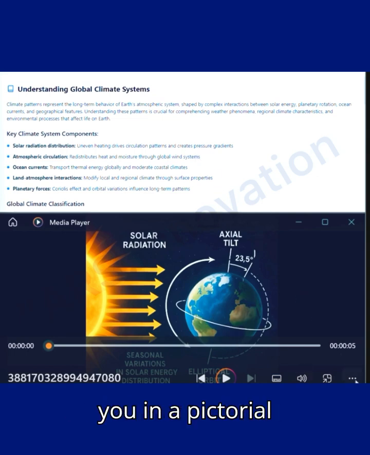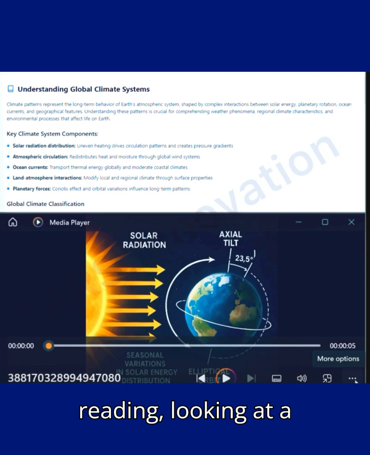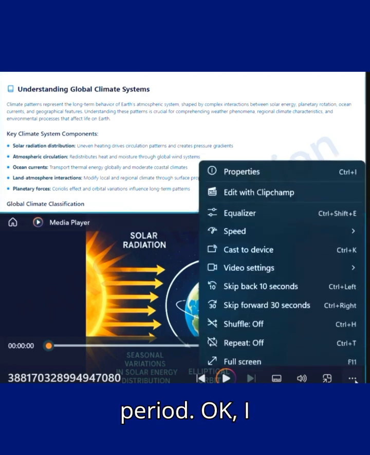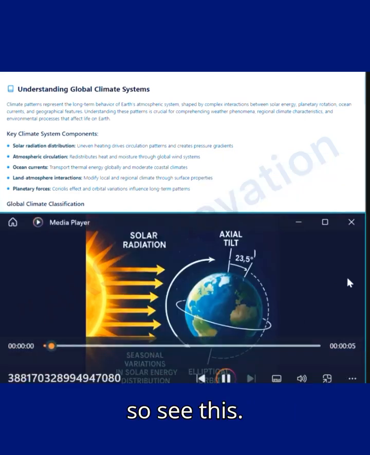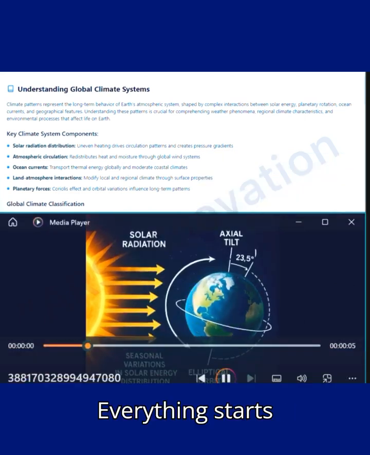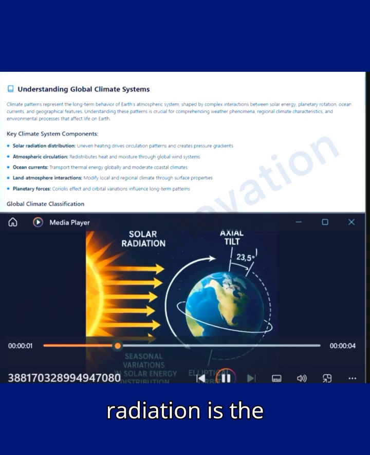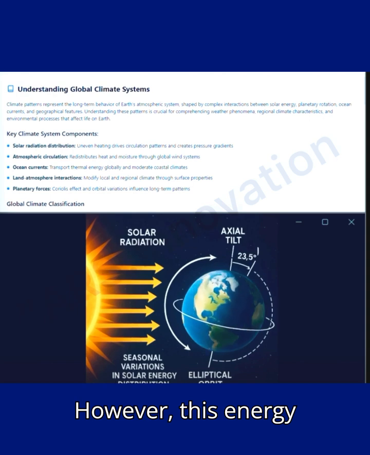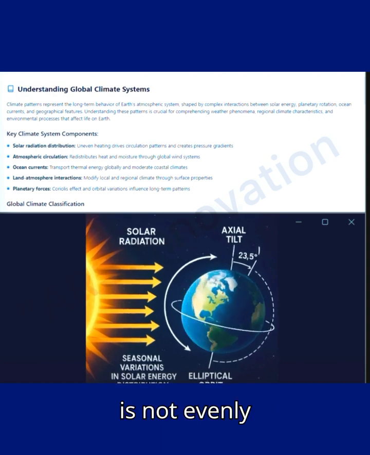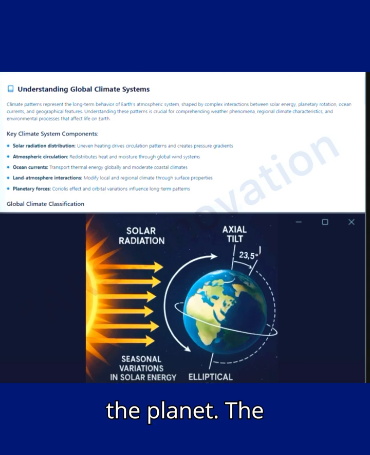Let me show you in a pictorial form so that you can understand well, because we might have already heard about it. More than reading, looking at a picture will make our memory stronger and help us remember for the long term. I will make it slow. So see this, everything starts with the sun. Solar radiation is the primary source of energy for the earth's climate. However, this energy is not evenly distributed across the planet.